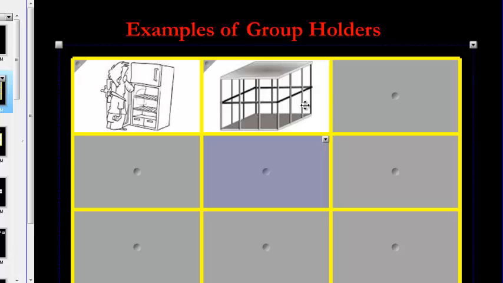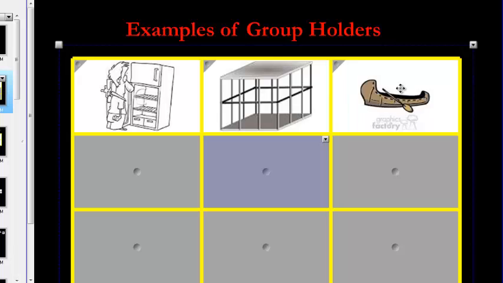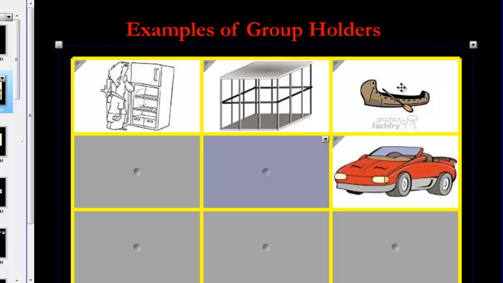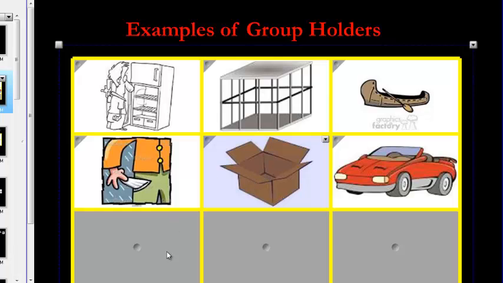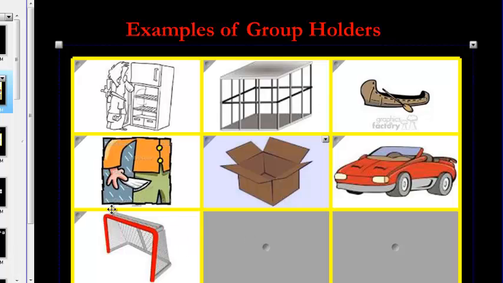Here we have a cage. Of course, we can put stuff in cages. We can put stuff in canoes. We can put people in them. So canoes are group holders. Here we have a car, and like a canoe, we can put people inside of a car. Here we have a box, like we mentioned already. A box, you can put stuff inside of it, so it's a group holder. Here we have, what's this? A guy's pocket. If you can imagine, you can put coins inside of a person's pocket. Whatever fits inside of a pocket can go inside. Here we have a hockey net. You can put pucks inside of that.